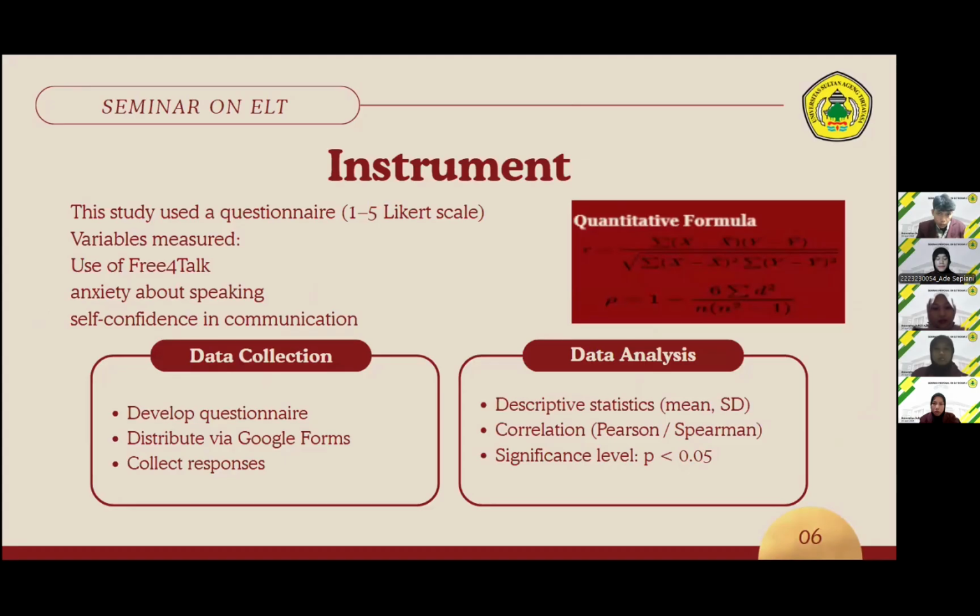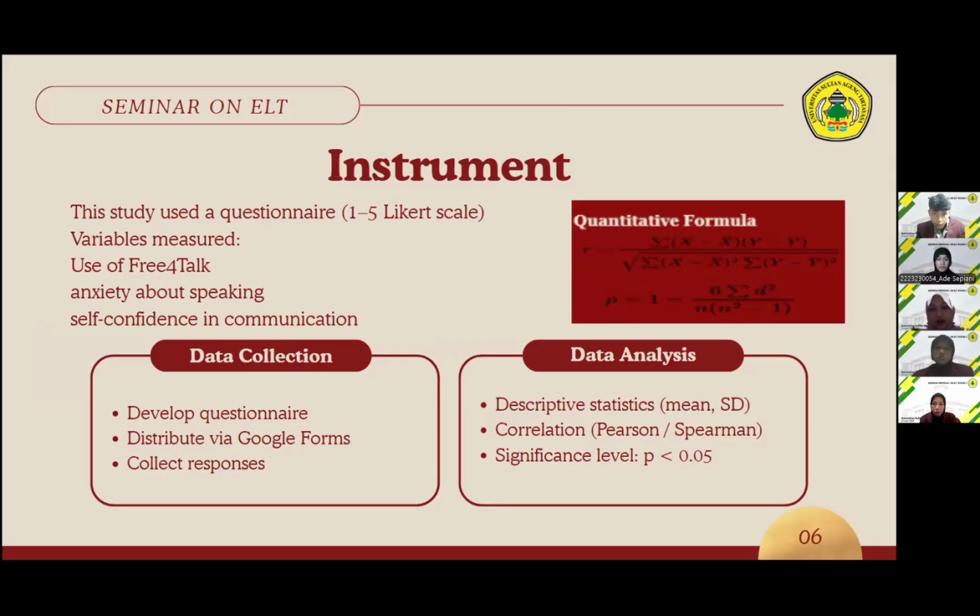Next, for the instrument, the study used a questionnaire with a 1 to 5 Likert scale. The questionnaire measured three main parts. The first part is Pitaya Talk usage. The second part is speaking anxiety. And the third part is self-confidence in communication. So the data collection begins with developing the questionnaire. Then the questionnaire will be distributed through Google Forms. And then the responses will be collected from participants.